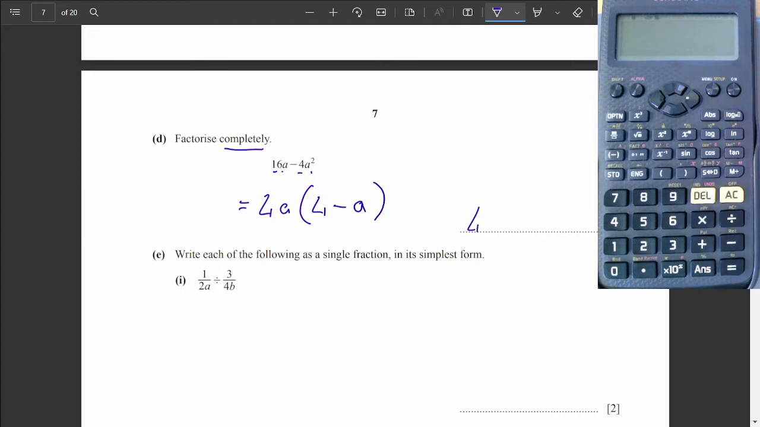Okay. Now there are other answers, but that will only give you 1 mark. So if you write, for example, 4, and we've got 4a minus a squared, only 1 mark. Or if you write a, 16 minus 4a, 1 mark. Completely means you have to factorize both the 4 and the a.